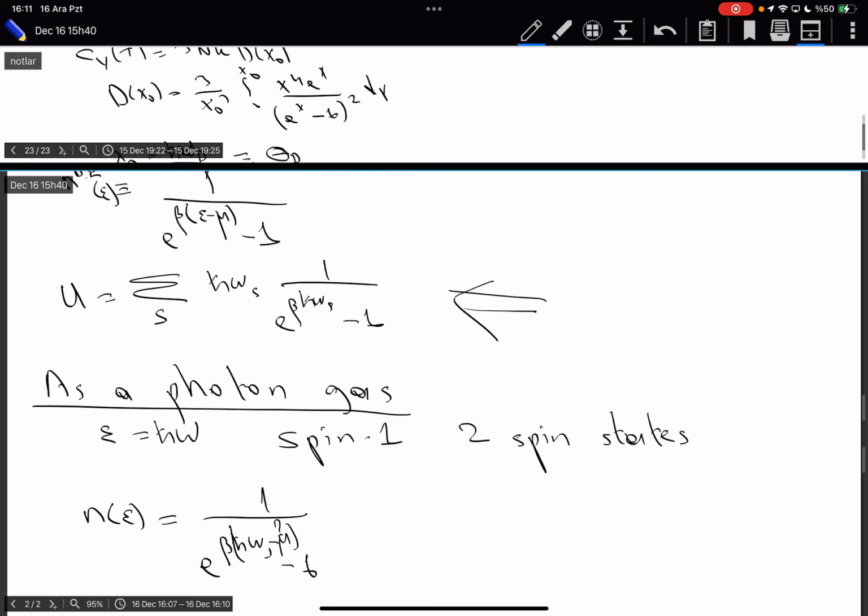So what do you know about photons? Come on, the majority of you are particle physicists. Have you heard of photons? How do you create photons?